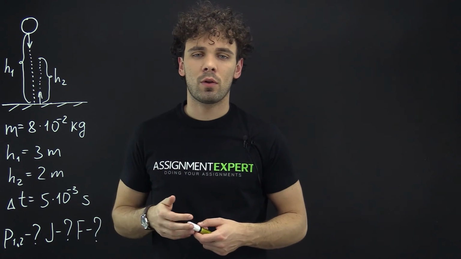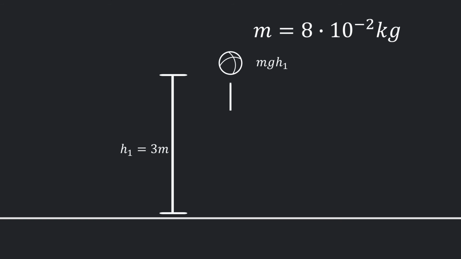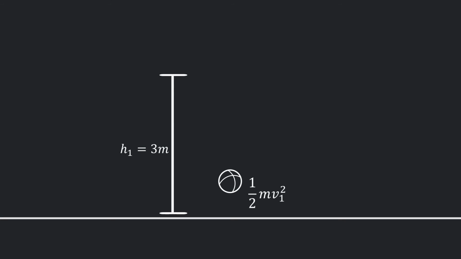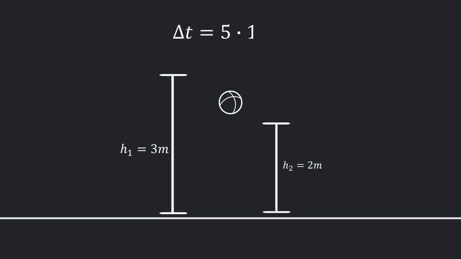Today we prepared the following task for you. We have a ball of the given mass which is initially at rest and then it is released and falls downwards from the height 3 meters. It collides with the ground and bounces back to the height 2 meters. We know that collision takes place during this given period of time.